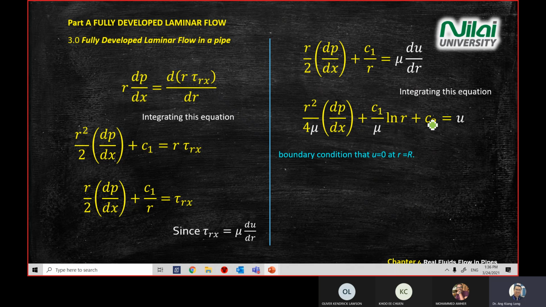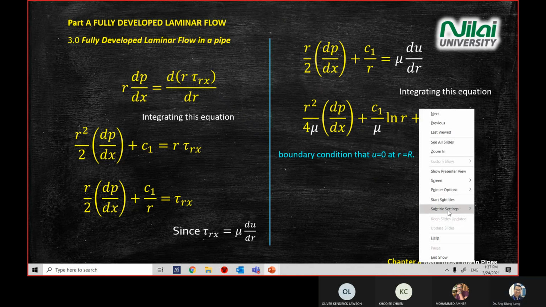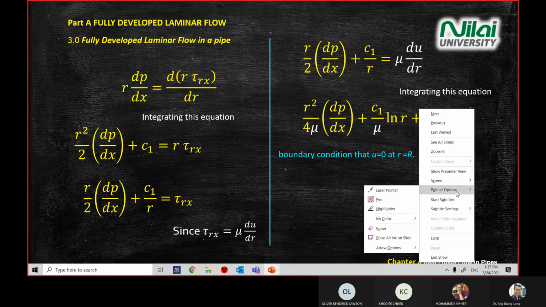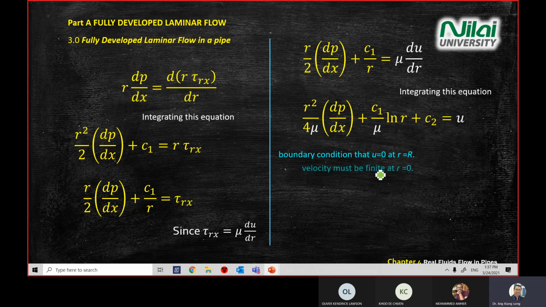Then you arrive at C1 and C2, constant values. You need to find how to solve for C1 and C2 by using boundary conditions. So at u equals 0, at the pipe wall, when r equals R, which is near to the wall, your velocity will be 0. Then from there you can get your C1 equals 0.